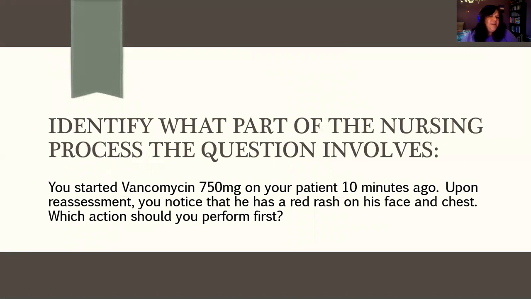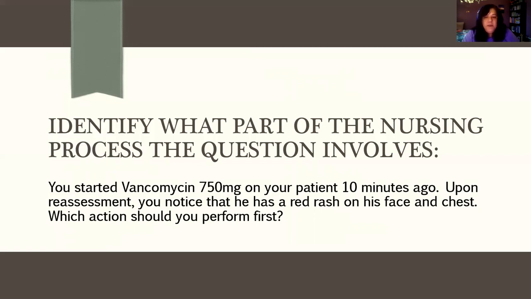So let's look at a question and see if we can identify the different parts of the nursing process. So you, the nurse, started vancomycin. That's an antibiotic. 750 milligrams, now it should say IV, on your patient, 10 minutes ago. Okay, so that's an implementation, right? So upon reassessment, now I'm evaluating this whole thing. Upon reassessment, you, the nurse, notice that he, the patient, has a red rash on his face and chest. That's not good. Which action should you perform first?